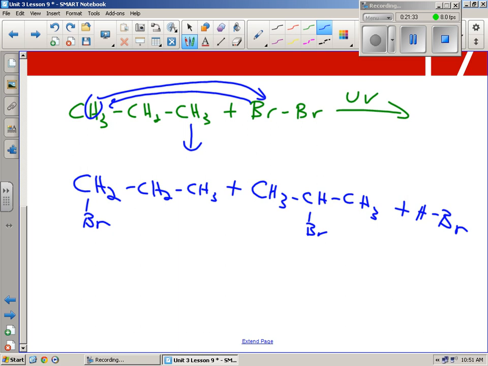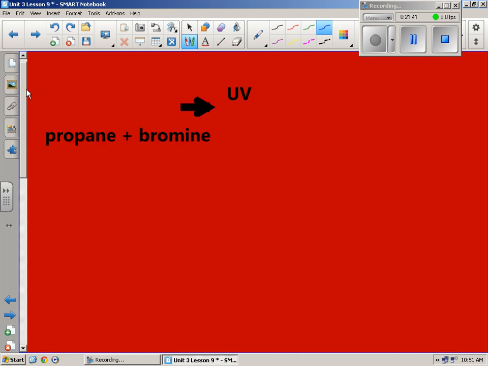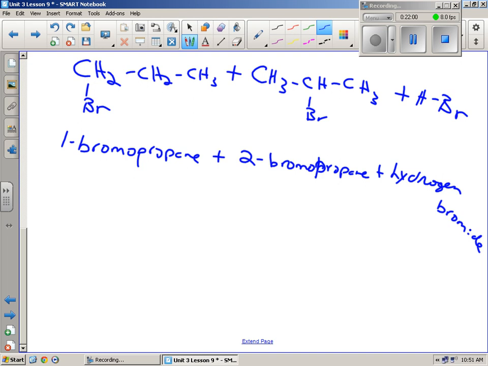So this is 1-bromopropane, and 2-bromopropane, and hydrogen bromide. Okay? So those are your 3 products there in that case. Good? Yeah? That's substitution.